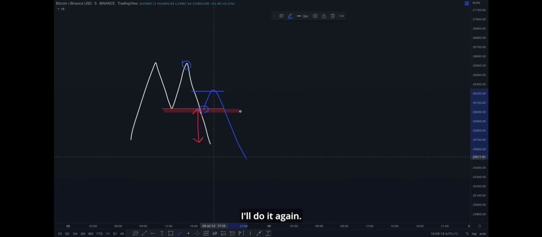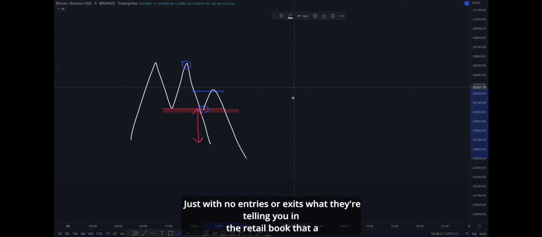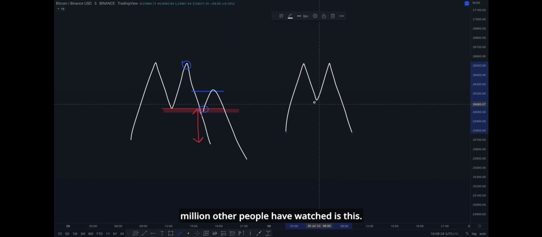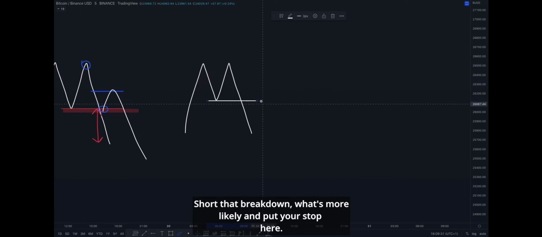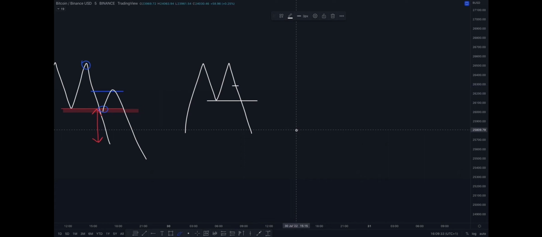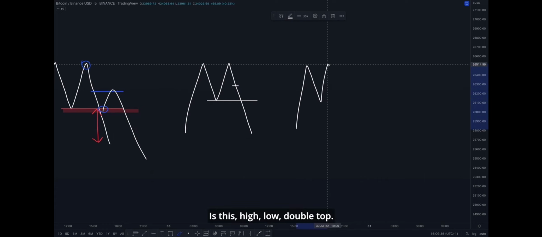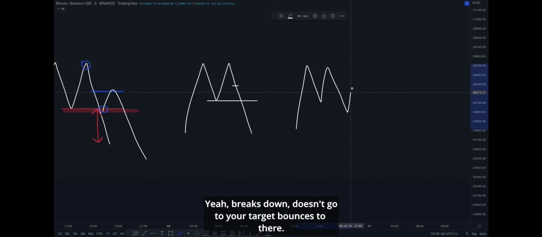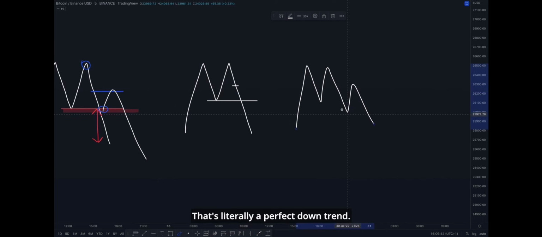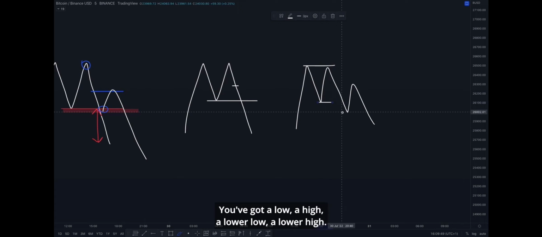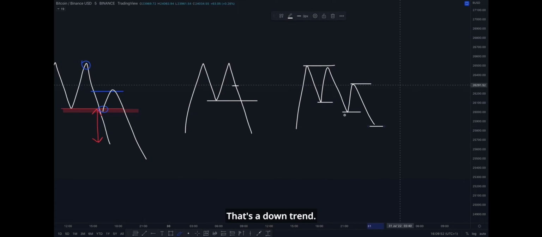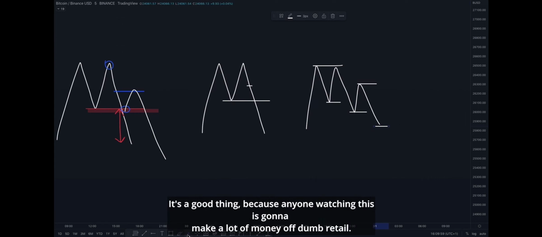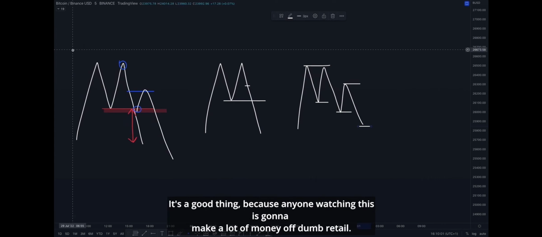You see that? I'll do it again, just with no entries or exits. What they're telling you in the retail book that a million other people have watched is this. Short that breakdown, and put your stop here. What's more likely to happen is this. High, low, double top, yeah. Breaks down, doesn't go to your target, bounces to there. That's literally a perfect downtrend. That's exactly how it will go. You've got your double top, you've got a low, a high, a lower low, a lower high. That's a downtrend. You know what? It's a good thing because anyone watching this is going to make a lot of money off dumb retail.